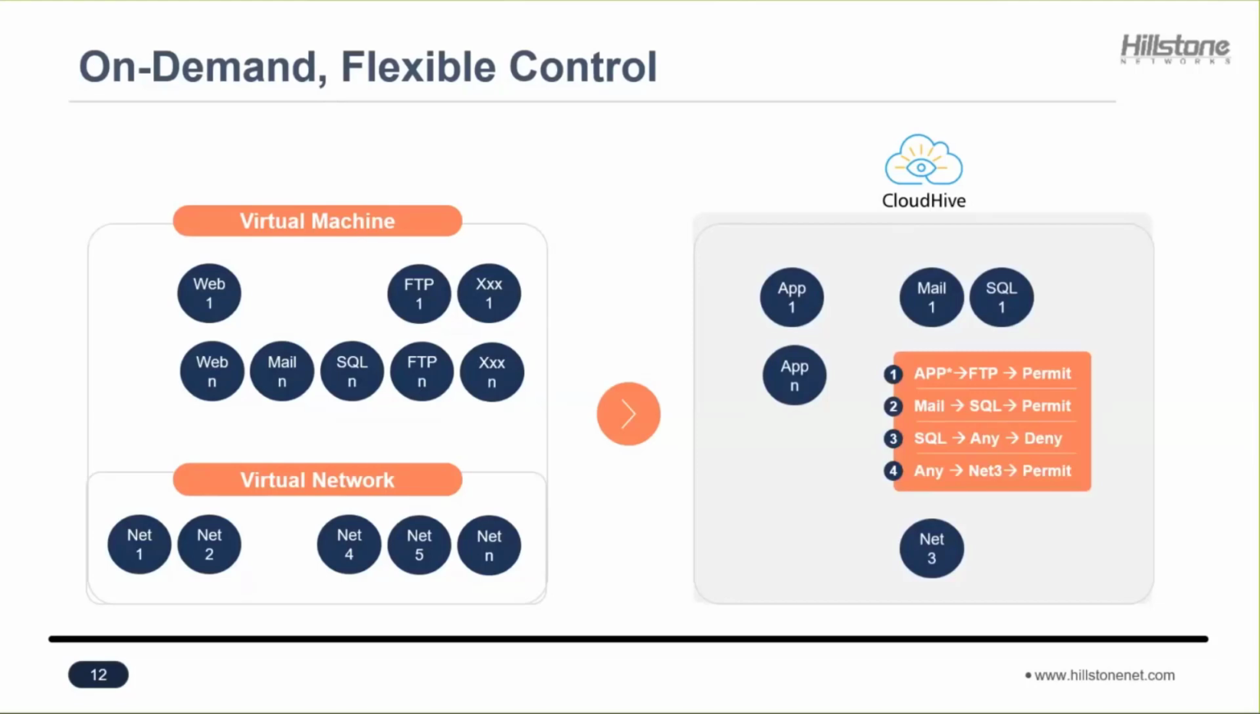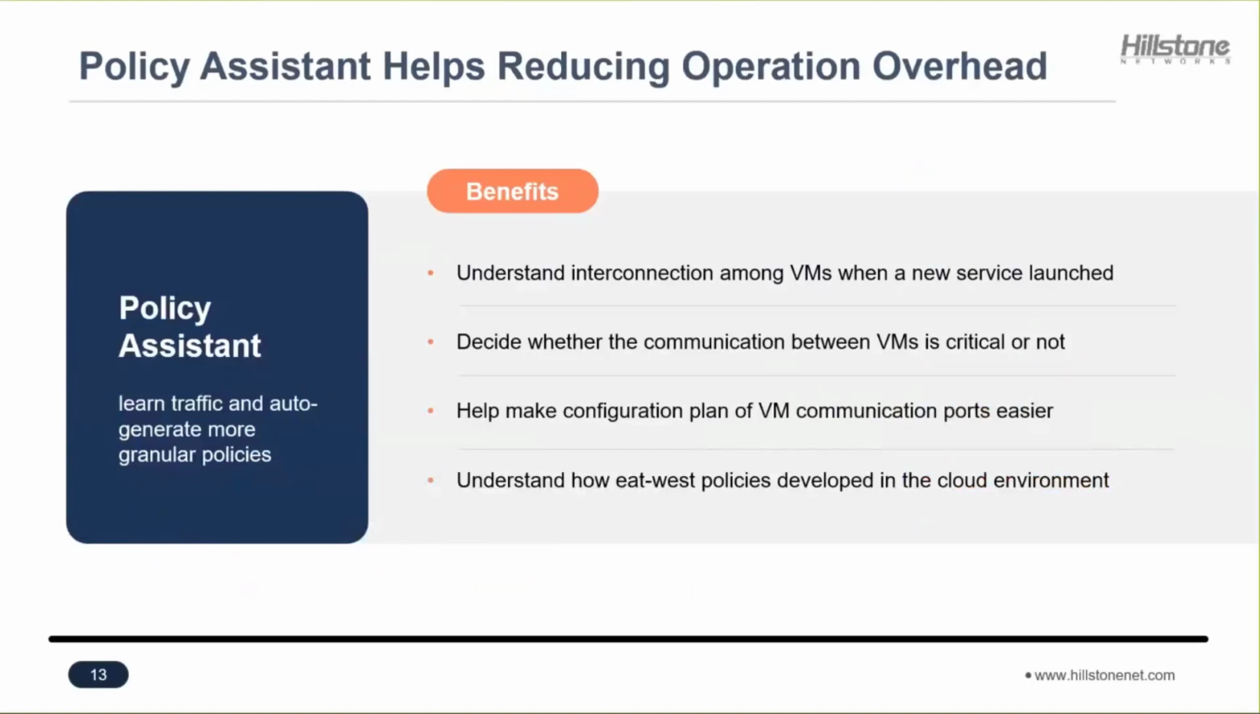It basically shows that after you move into CloudHive, you can apply different policies to traffic between the VMs, right? Both north-south traffic and east-west traffic. There is also a policy assistant feature available inside CloudHive.